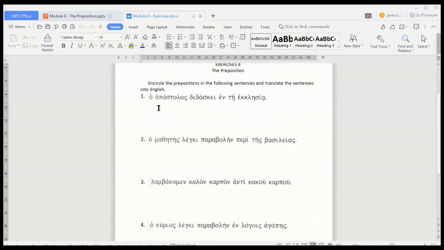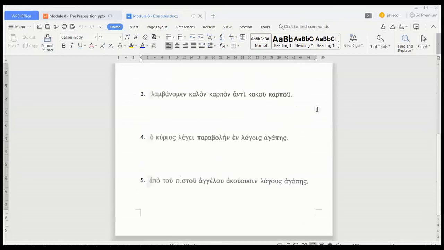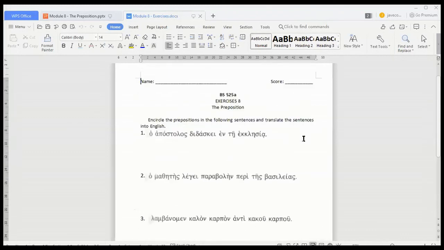The first sentence, let's read all together: Ho apostolos didaskei en te ekklesia. Very good. Number 2: ho mathetes legei parabolen peri tes basileias. Number 3: lambanomen kalon karpon anti kakou karpou. Very good. Number 4: kurios legei parabolen en logois agapes. The last item: apo tou pistou angelou akouousin logous agapes. Very good.